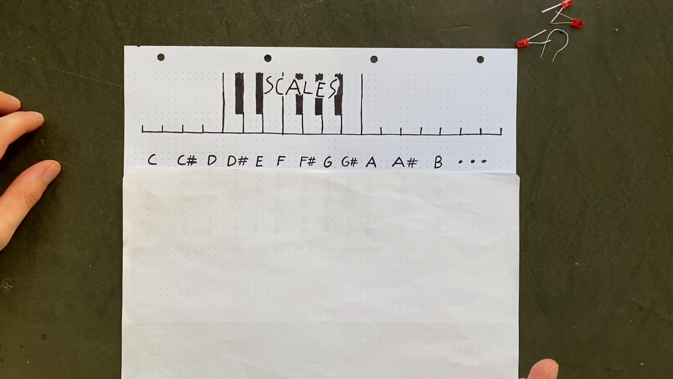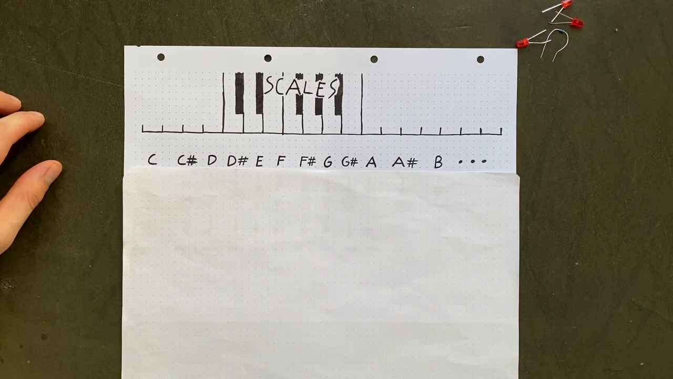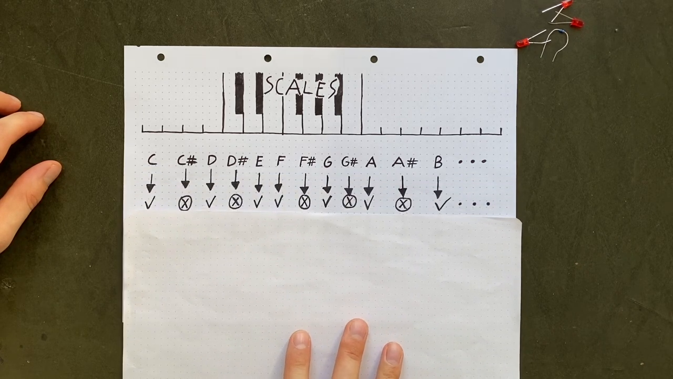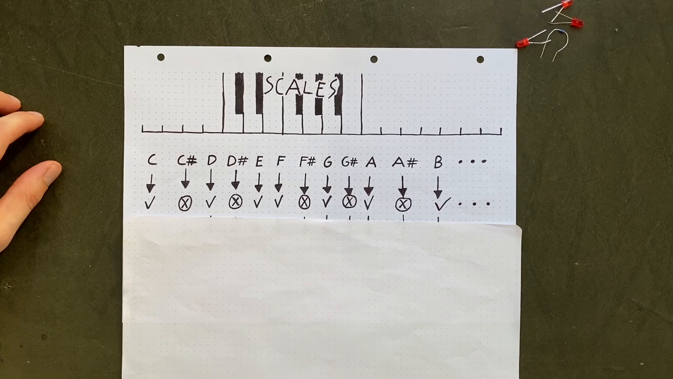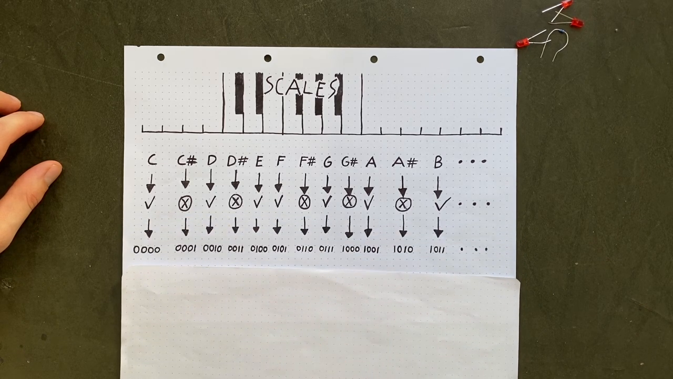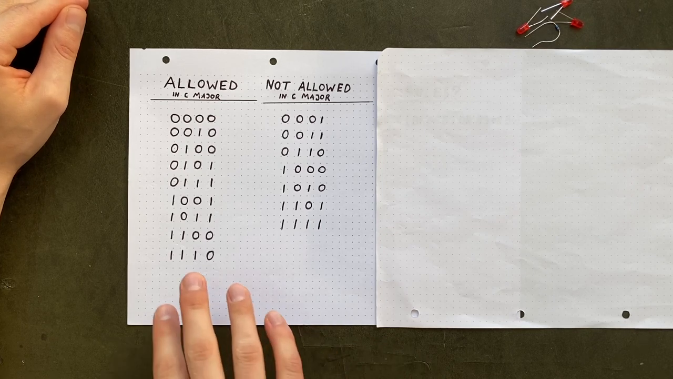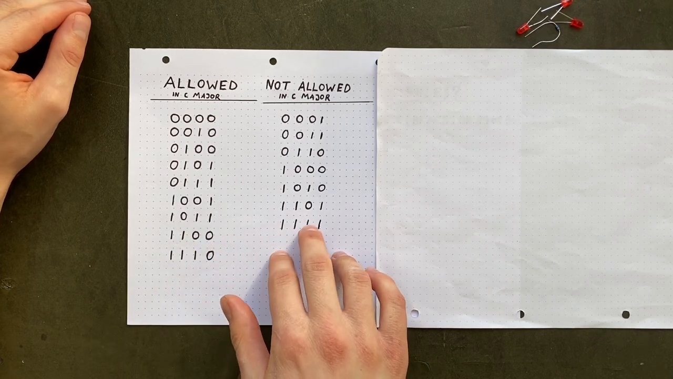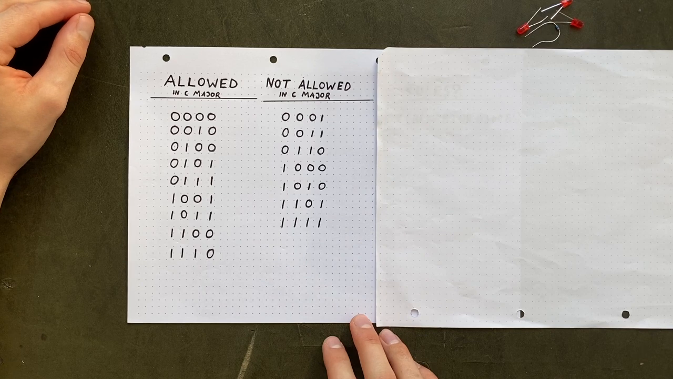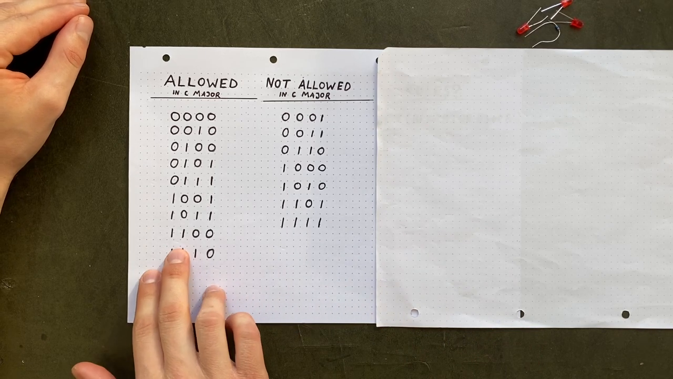Take C major, for example, because it's really simple. Only natural notes are allowed. All the sharp or flat notes are forbidden. So we get this pattern for C major. And since we have already mapped our bit states to musical notes, let's group those accordingly. If we look at all the 16 states in our 4-bit space, we end up with these 9 allowed and 7 forbidden ones.